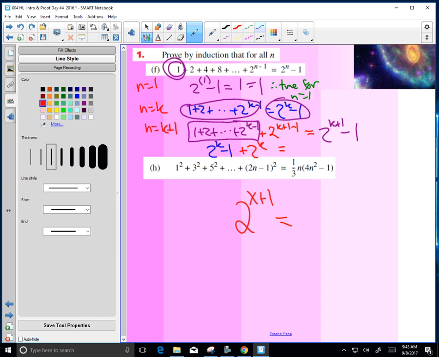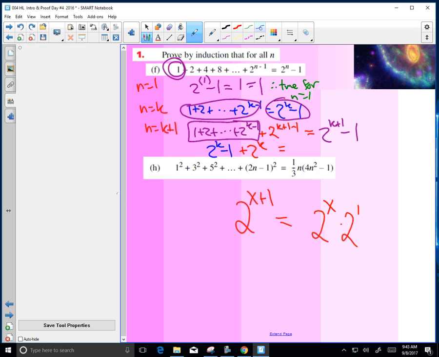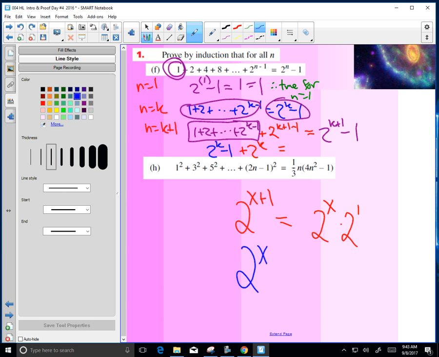What's this equal to? 2 to the x times what? 2 to the 1st. Because if you saw this, you'd go, oh, this is 2 to the x plus 1. But for some reason, going backwards is annoying for you. So let me show you a little trick that I like to do. When I see this 1, I like to say, how many 2 to the x's is this?